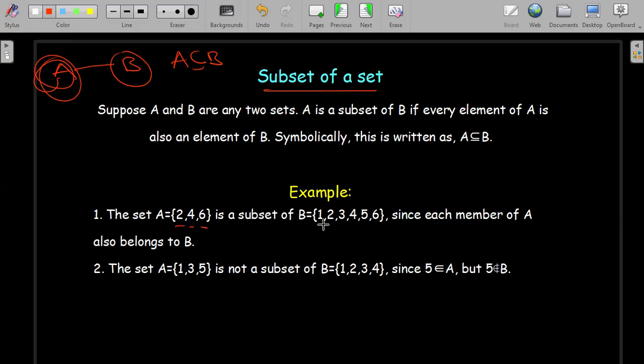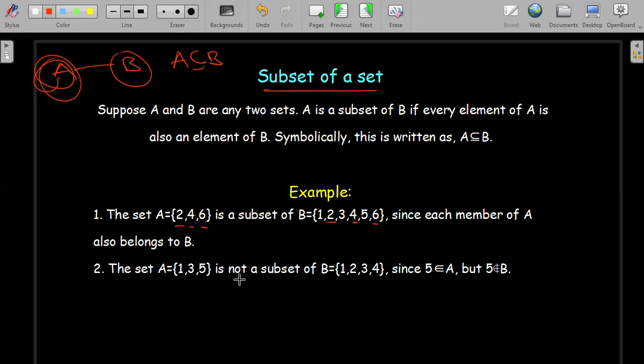Then set B has 1, 2, 3, 4, 5, up to 6. So now, A here, you see that the 2 belongs there, the 4 also is there, and the 6 is there. So A qualifies to be a subset of what? Of B, because every element that is in A also belongs to what? To B.